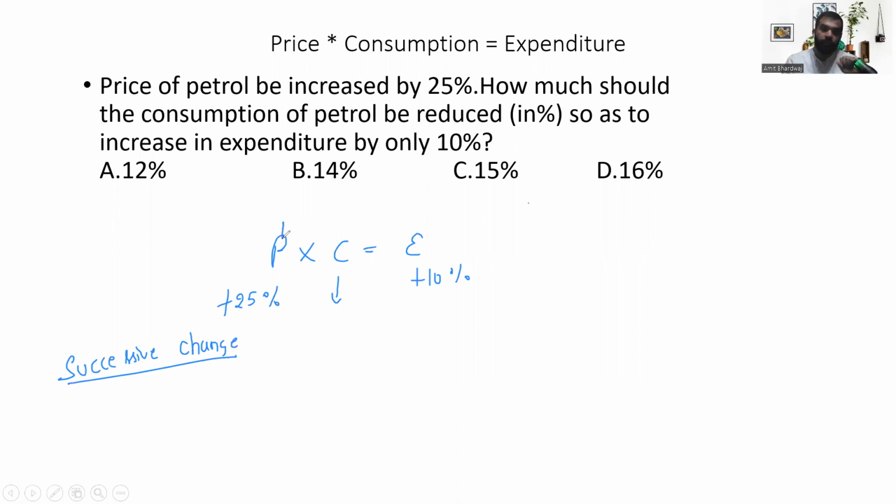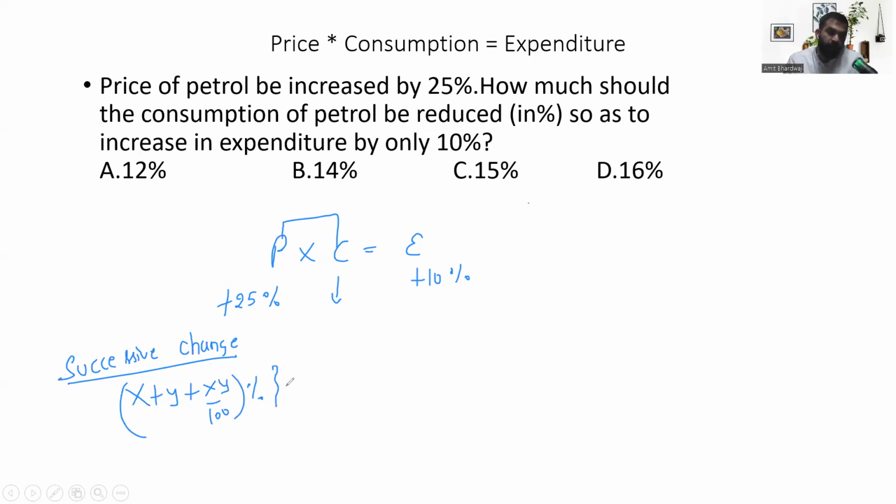Whenever you see this type of two variables, and we are consecutively changing something in the two variables, we can apply one concept: x plus y plus xy by 100. This is called a successive change. If we are doing a successive change in two variables, two changes in a row, you can apply this logic, x plus y plus xy by 100.